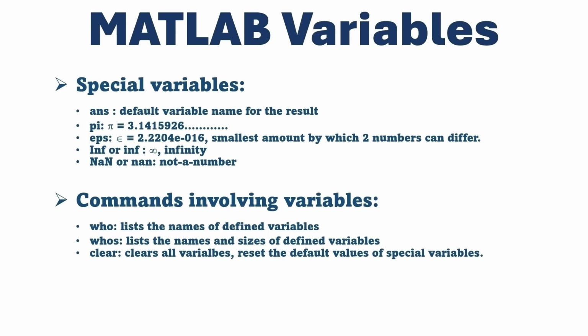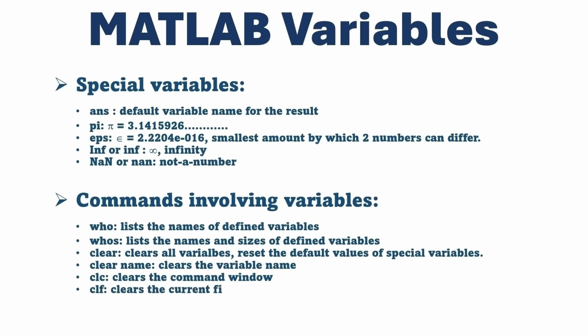As I said, who, whos and clear fall under the commands involving variables. So clear name: when you enter clear name, it clears that variable. clc: if you want to clear the screen, the command window, you can use clc and just enter. clf clears the current figure and the graphs, whichever you have plotted with the help of your program or your application. Just use clf, it clears all the figures.